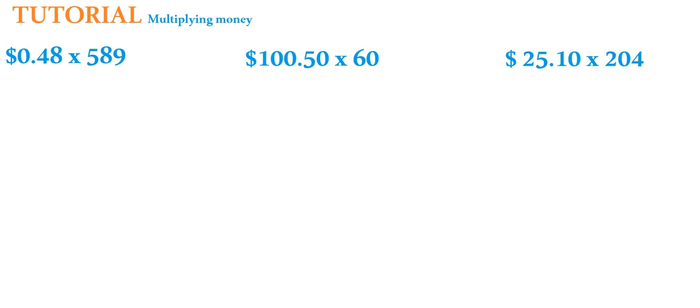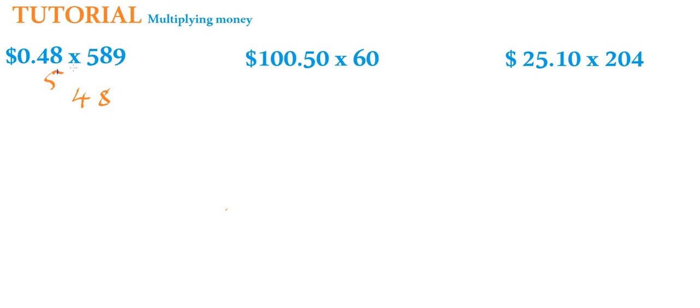We're going to be multiplying money. So the best way to do this, in terms of a method that will always work, is just to rename the money amounts as not being money, just their face value digits, and multiply away as we would normally do. So instead of 0.48, we just write down 48. Okay, and it'll be multiplied by 589.